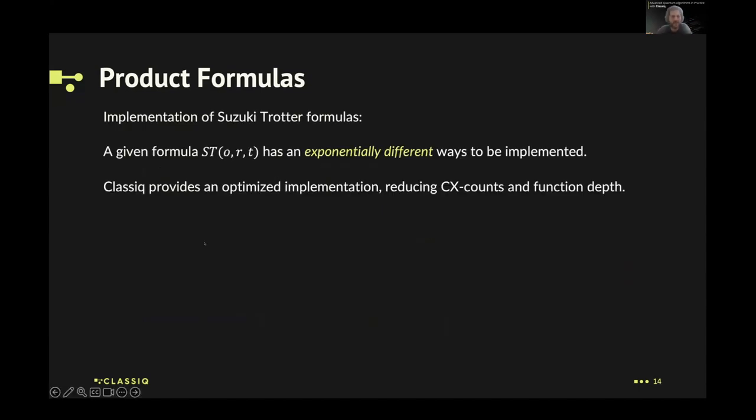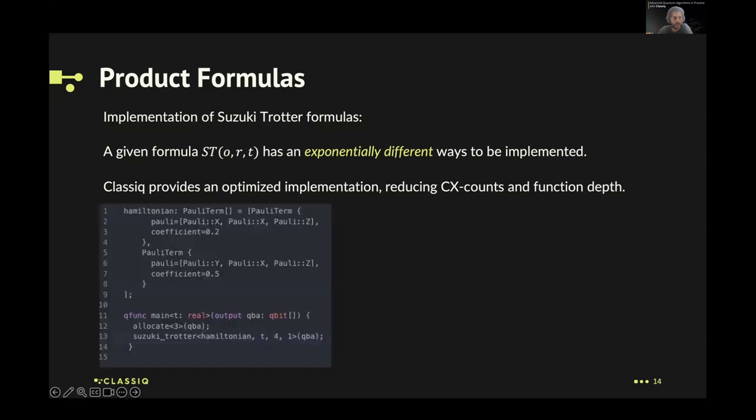Okay, now these are the formulas, but how do I actually implement them? First of all, one thing to understand is that if I have a Hamiltonian and I'm looking at its approximation of some order and some repetition, there are exponentially many different ways to implement this as a quantum program. I mean, there are exponentially many ways to decompose it to CX gates and rotations. And Classiq has Suzuki-Trotter as a built-in function, which already provides you an optimized implementation, which reduces the CX count and the function depth.